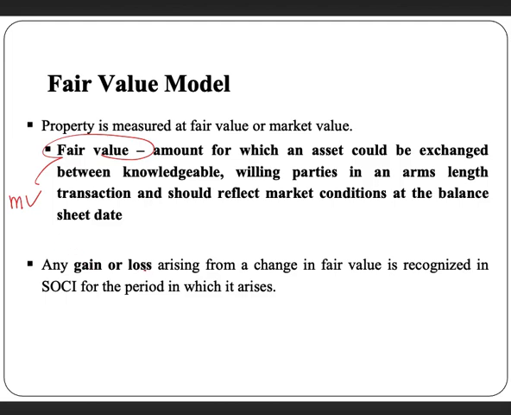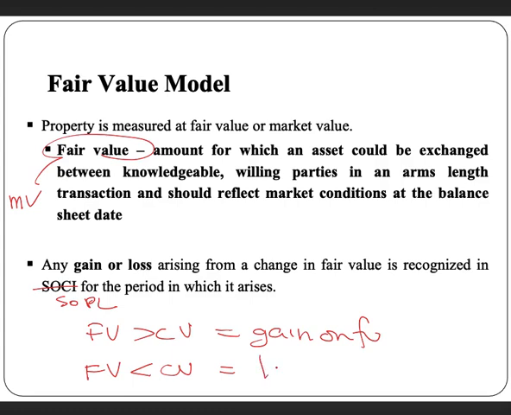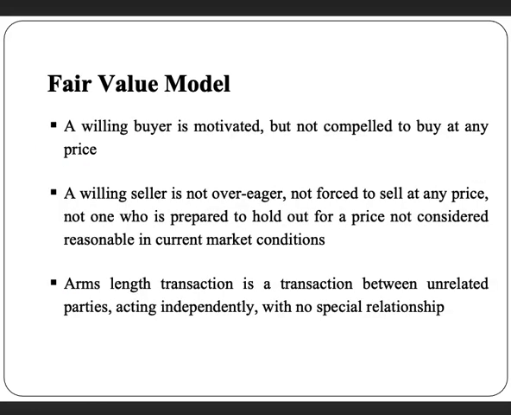Any gain or loss arising from the change in fair value is recognized in the SOPL. If the fair value is more than the carrying value, this is a gain on fair value. If the fair value is smaller than the carrying value, this is a loss on fair value. Do not mistakenly write this as a surplus or deficit, you won't get any marks. Zero. A willing buyer is motivated but not compelled to buy at any price. A willing seller is not over-eager, not forced to sell at any price, and not one who is prepared to hold out for a price considered unreasonable in current market conditions. This is arm's length. So this is basically the meaning of the fair value model.